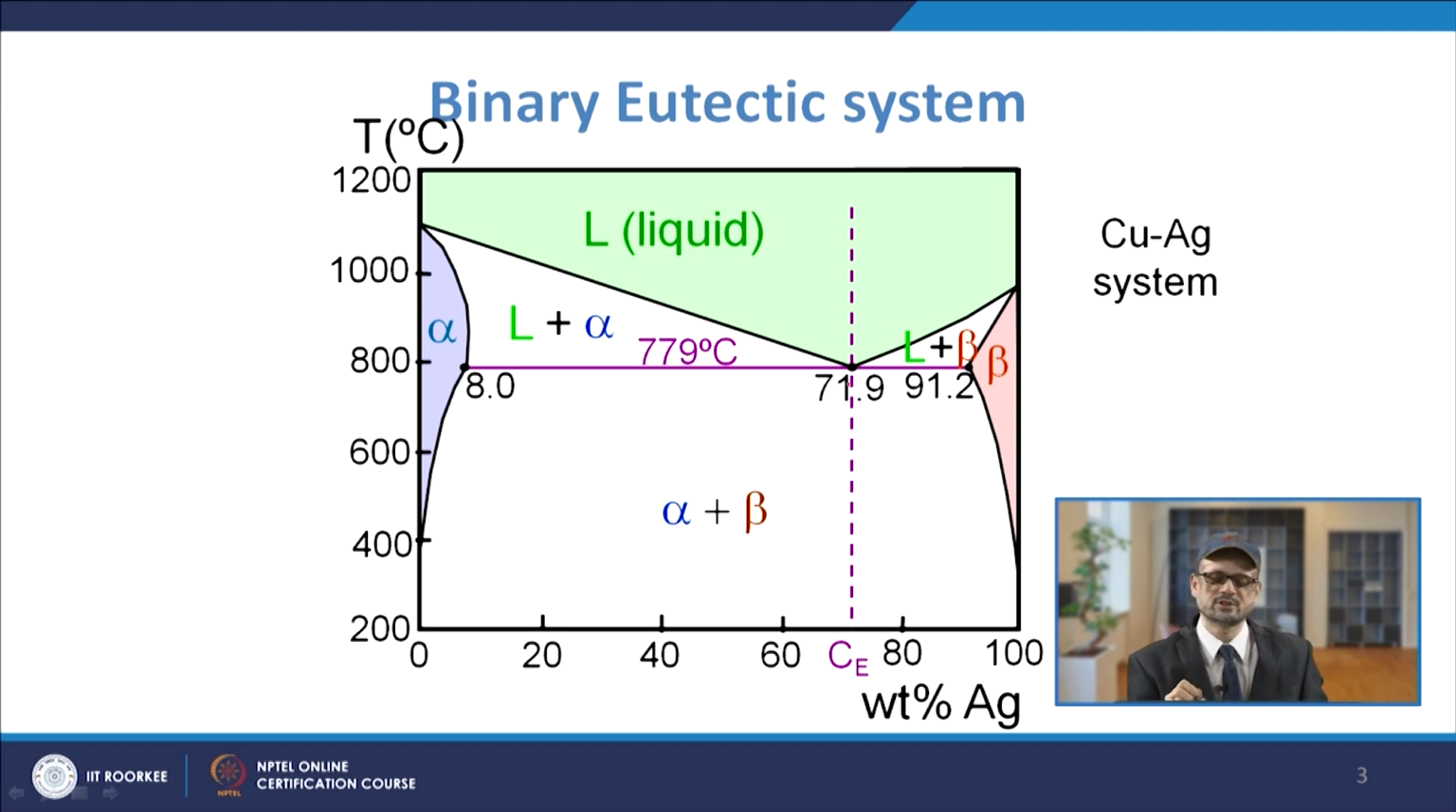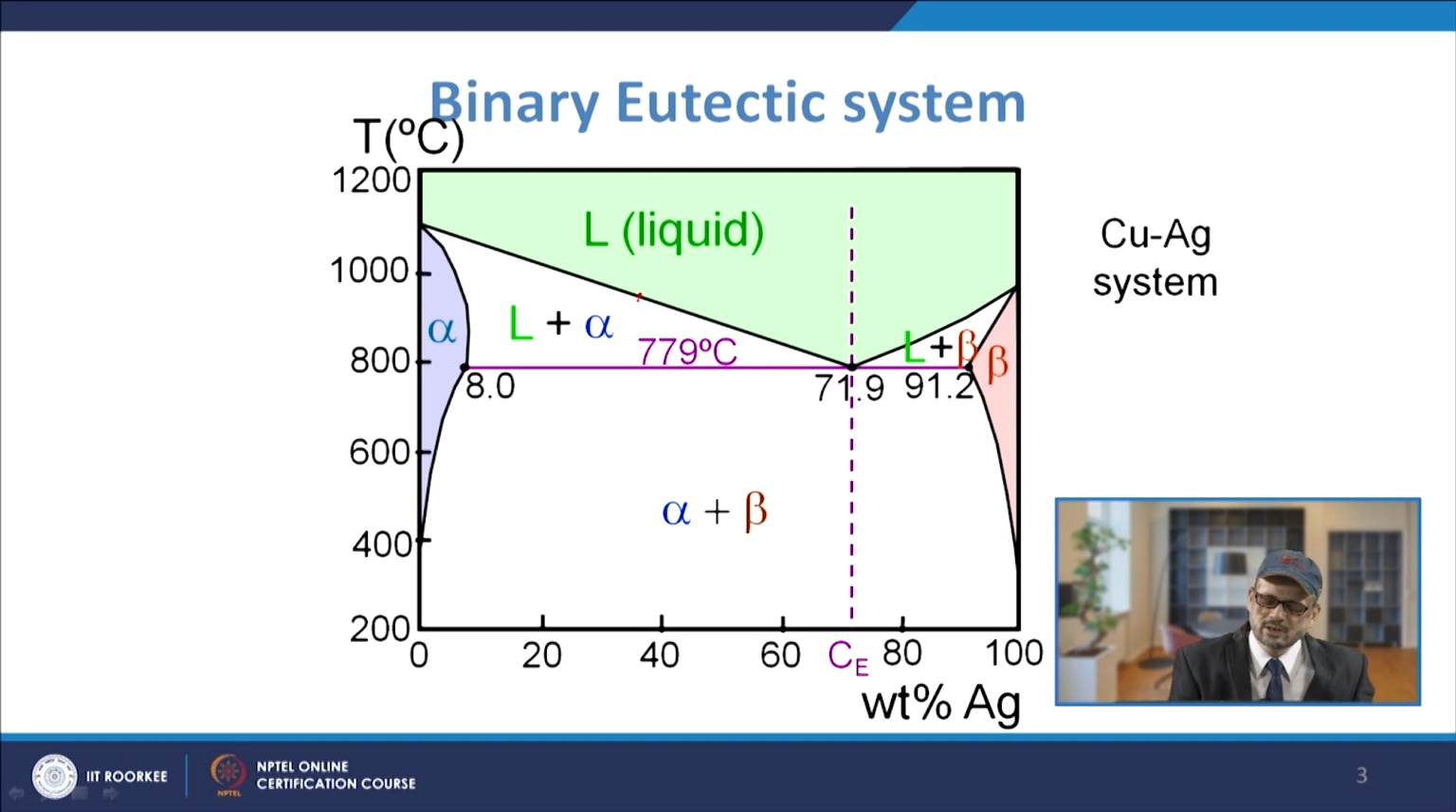As you see here, for 71.9% of the Ag, you are getting this as the eutectic. So this is your eutectic composition, that is Ce, which you are getting at this point. At this eutectic point you will have this 8% and this 91.2%, and you may have the hypoeutectic or the hypereutectic composition, because the point towards the left of this will be having the hypoeutectic composition, and towards the right it will be hypereutectic composition.